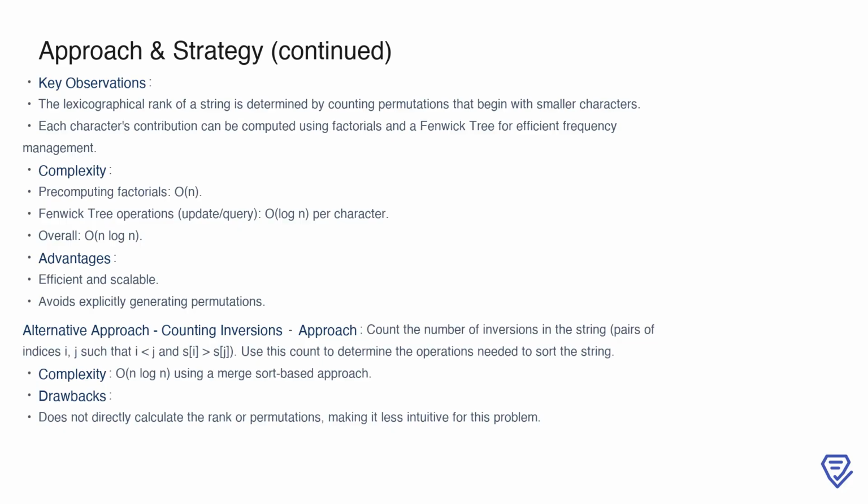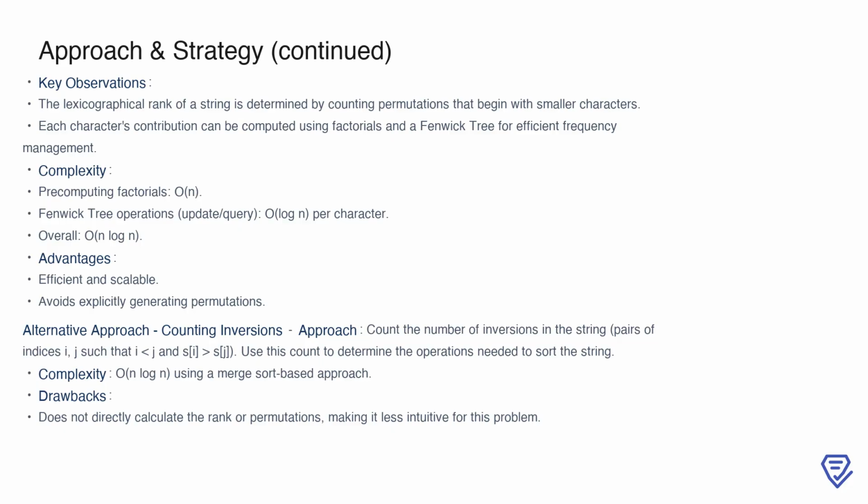Now, to break down the optimized approach further, there are key observations that make this strategy effective. The rank of a string lexicographically is determined by counting how many permutations start with characters smaller than the current character at each position. Factorials are crucial for calculating the number of permutations for these smaller prefixes, while the Fenwick tree efficiently handles frequency management of the characters. This ensures that for every character, we can quickly determine its contribution to the rank.